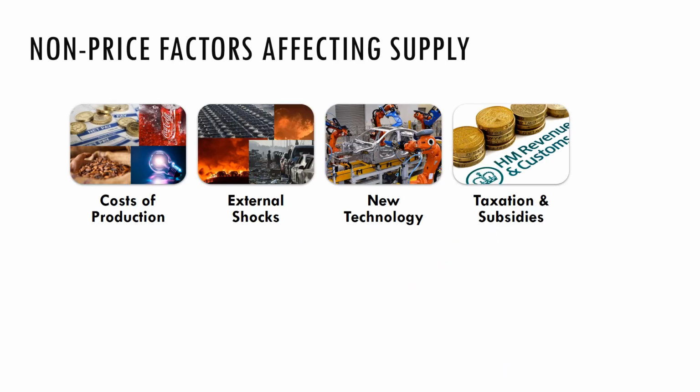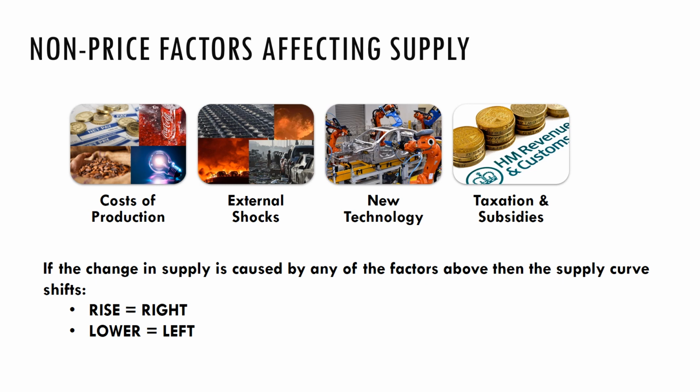So what might affect the level of supply that is not price? Well, these might be some ideas. And if a change in supply is caused by any of the factors above, the supply curve shifts. A rise in supply would be a shift to the right, less supply would be a shift to the left.